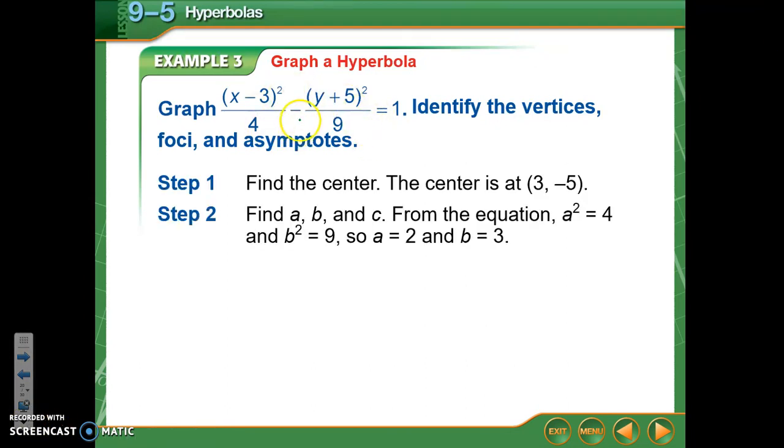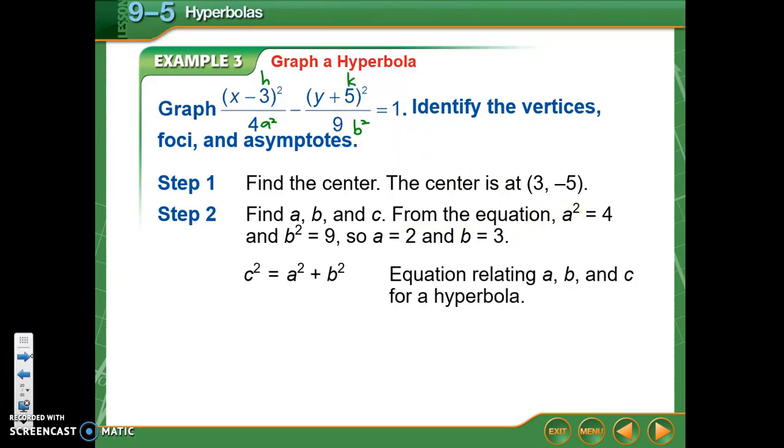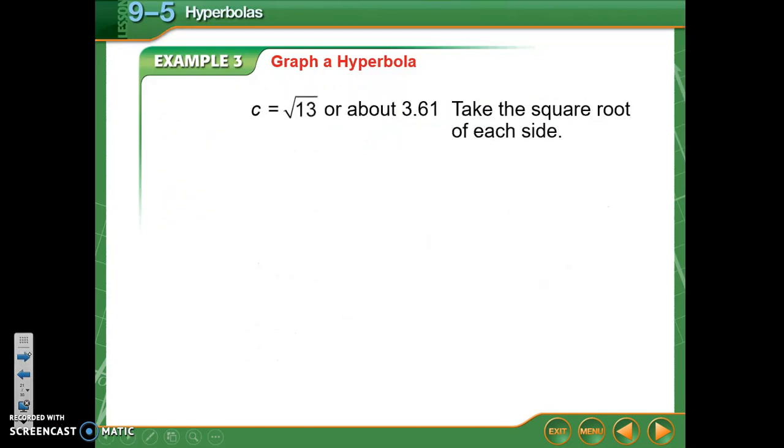All right, here we have our equation. From this equation, we know that our h is 3 and our k is negative 5. That means that the center is at 3, negative 5. Then I need to find a, b, and c. From the equation, since the x is my positive term, I know that this is my transverse axis number. This is a squared, that means that a is 2. And this is b squared, that means that b is 3. So I use my a squared plus b squared equals c squared relationship to find my c value. C squared is 13, so c is the square root of 13.